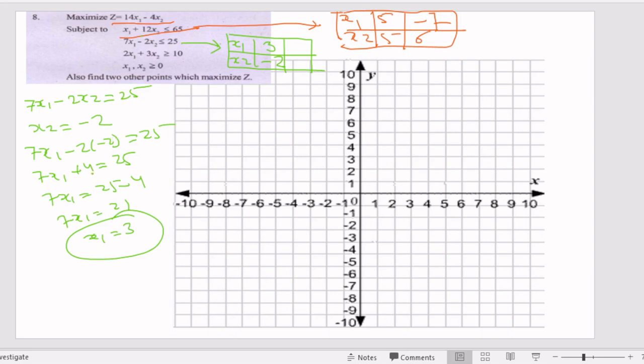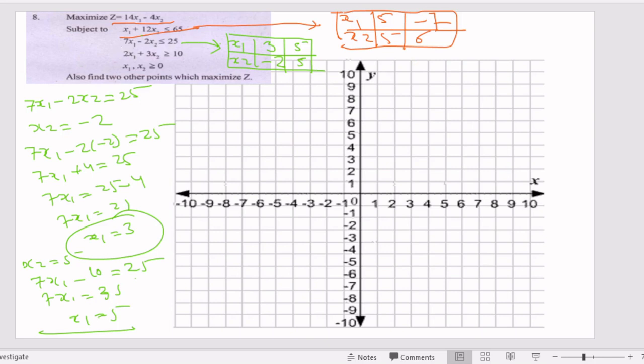Let's find one more point. Suppose x2 = 5. So what will happen? 7x1 - 2 into 5, that is 10, = 25. 7x1 = 25 + 10 = 35, x1 = 5. So when x1 is 5, x2 is also 5.